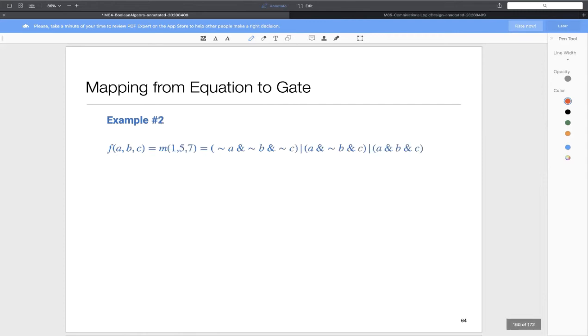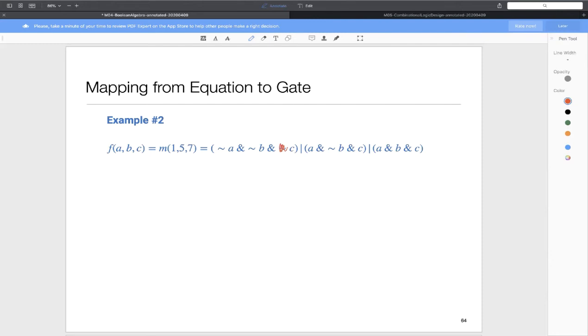So let's take this example. This is a function ABC, which corresponds to minterms 1, 5, and 7. So I kind of write them down in this expression: minterm 1, 5, and 7. So let's see, did I mess it up? Minterm 1, 0, 1 is 5, 1, 1, 1 is 7, and 0, 0, 1. This should be absent.